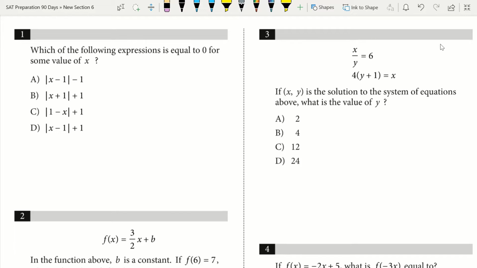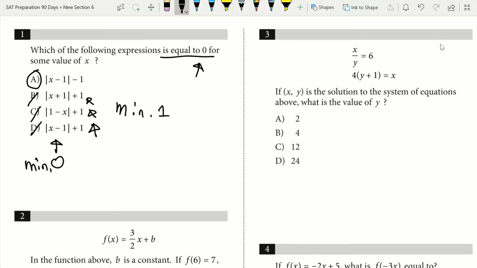Which of the following expressions is equal to 0 for some value of x? All right, well, in order for it to be equal to 0, as I look at my expressions, I have absolute values in A through D answers, and then I see I have +1 in answers B, C, and D. Well, my absolute value, the minimum that it can be, is 0. So if it has a minimum of 0 and we're adding 1 to it, then the minimum that it can be is 1. So B through D have a minimum of 1, so they will never equal 0. So I can get rid of B, C, and D.